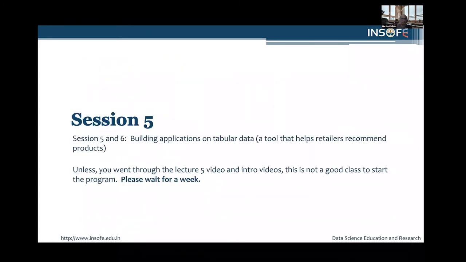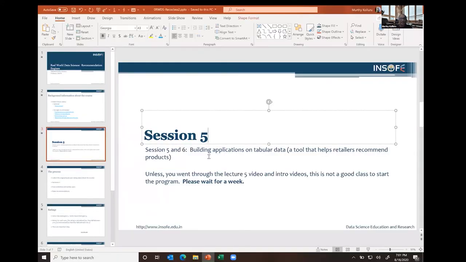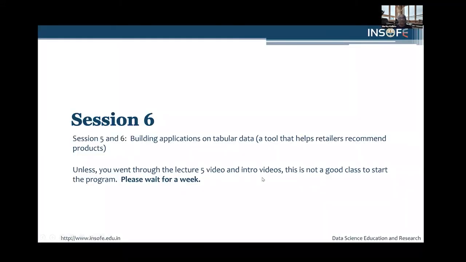This is session 6 actually, not session 5. And unless you attended the last lecture or saw the video of the last lecture, this is not a good class to start. If this is the first time you came to this class, you might find yourself out of sync. Please feel free to stay, but wait a week for the actual understanding to start, because you can only start at odd number sessions.